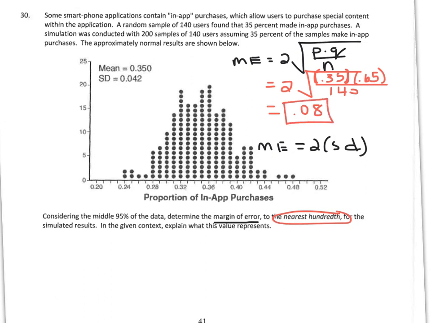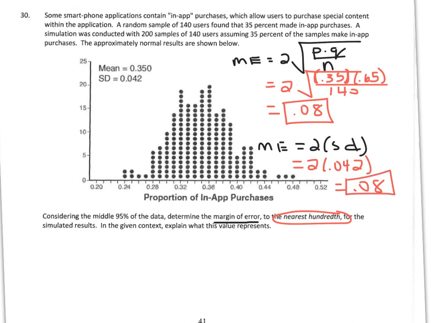Now, even easier, I mean, if you look at this, this is the easier formula to use. Since we know the margin of error is equal to 2 standard deviations, look, they tell us what a standard deviation is equal to. So all we have to do is just 2 times that number. And when you multiply that out and round to the nearest hundredth, again, you get 0.08. So the margin of error is equal to 0.08.